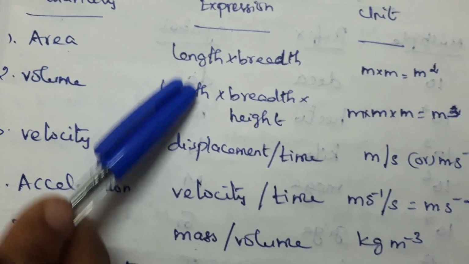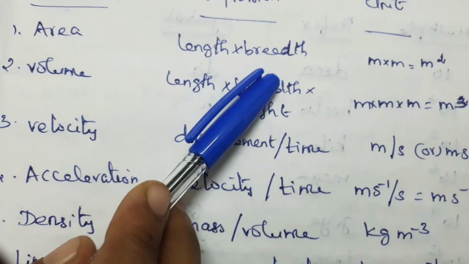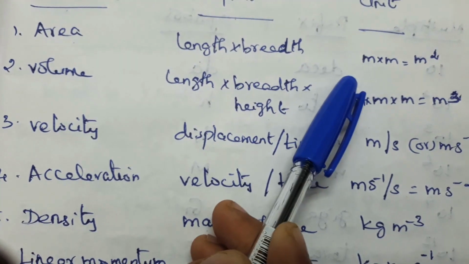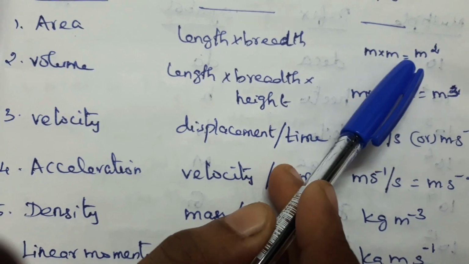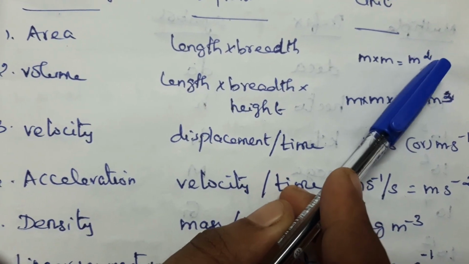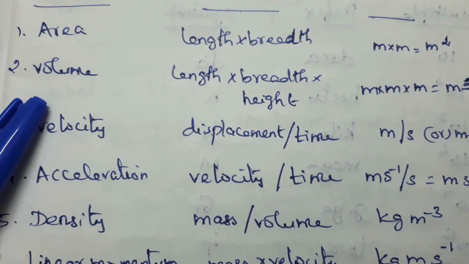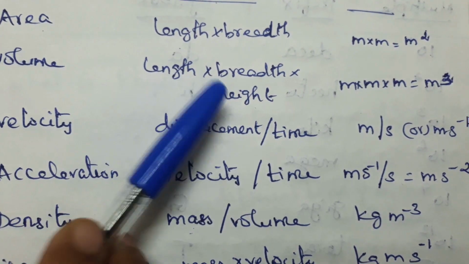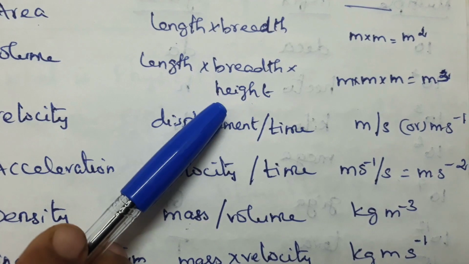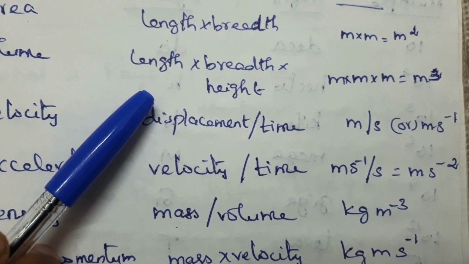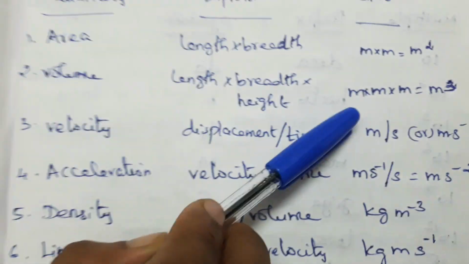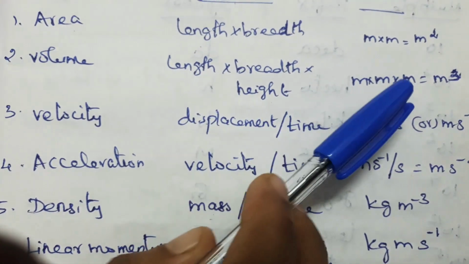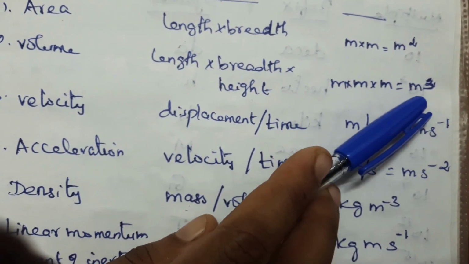First one, area. What is the expression? Length into breadth. What is its unit? The unit of length is meter. Unit of breadth is meter. So meter into meter, meter square. Understand? Next, volume. What is the expression for volume? Length into breadth into height, or area into height. So here length, breadth, height, everything measures the distance. So we can write for length meter, for breadth meter, for height meter. So meter into meter into meter, meter cube.